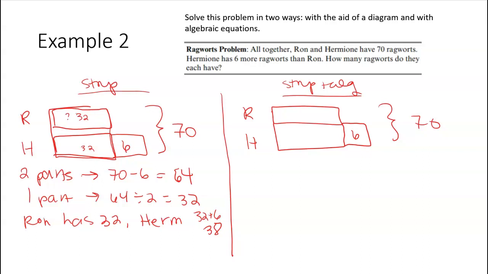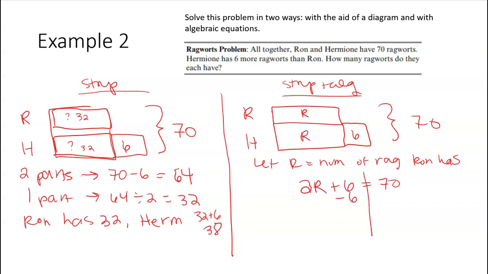Instead of saying we don't know, we could say this is Ron's amount. So then we could say let R equal the number of ragworts that Ron has. So if we look at this whole thing together, it's equal to 70. We've got 2 R's and a 6 is equal to 70. So we subtract 6 from both sides. We get 2R equals 64. Divide both sides by 2. We get R equals 32.